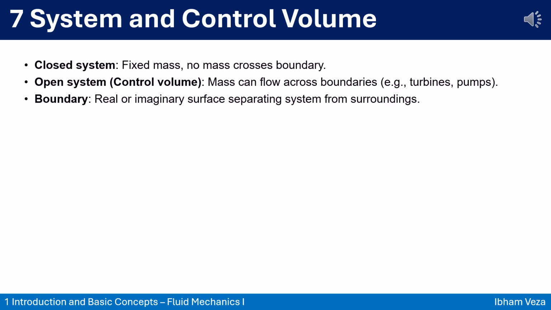7. System and control volume. Before you can solve any fluid problem, you have to know what system you're dealing with. A closed system is simple. You track a fixed mass, no mass enters or leaves, like a sealed gas container. An open system, or control volume, is different. Here, mass flows in and out, like water through a turbine or air through a jet engine.